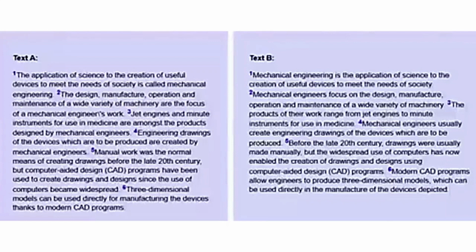I read the 3 sentences of text A, and I'll read the 3 sentences of text B also. Text B says that mechanical engineering is the application of science to the creation of useful devices to meet the needs of society. Mechanical engineers focus on the design, manufacture, operation and maintenance of a wide variety of machinery. The products of their work range from jet engines to minute instruments for use in medicine. If you heard both the texts properly, can anybody tell me which text is more relevant, which text is easier to understand, which text you will want to read further out of these two?